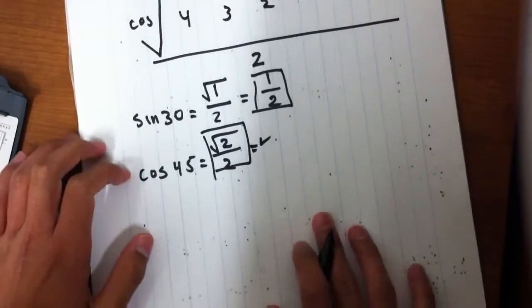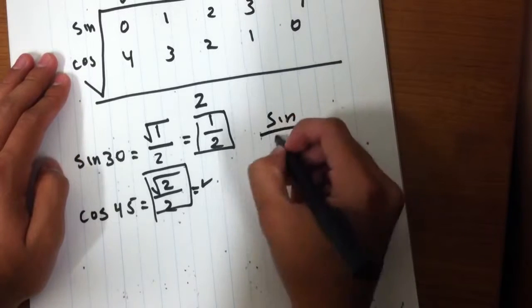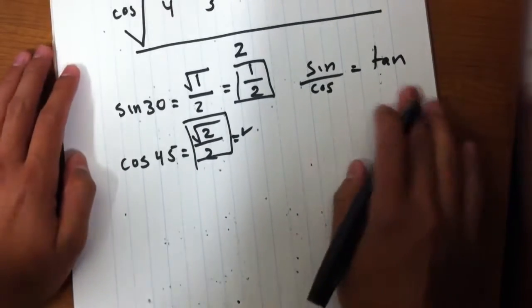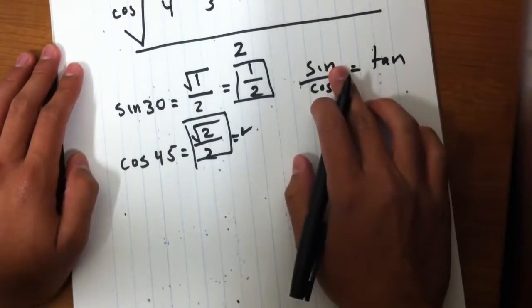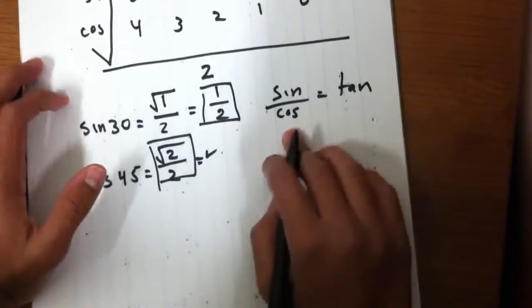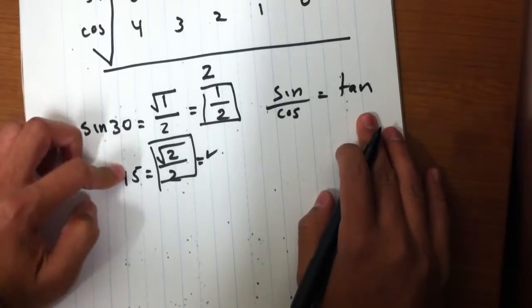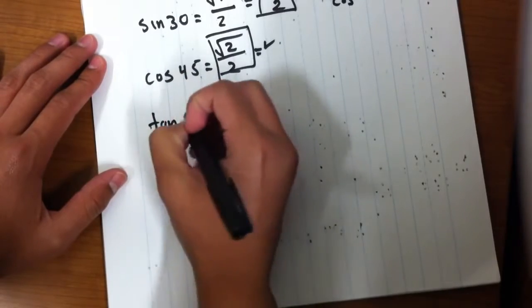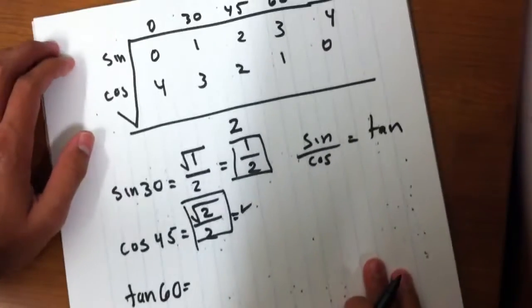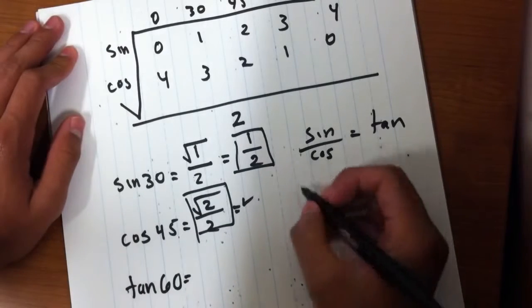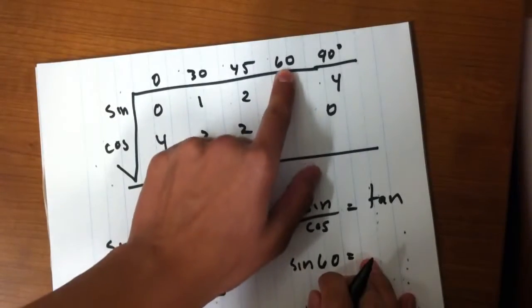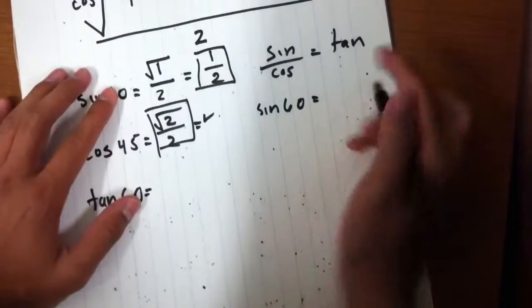Okay, so let's say you want to find tangent. We know that sine over cosine is going to equal tangent. So if we wanted to find tangent of a certain degree, we just have to find the sine of that degree and the cosine of that degree. As an example, suppose we want to find the tangent of something we haven't done, 60. So first we have to do the sine of 60. Sine of 60 is going to equal square root of 3 over 2.